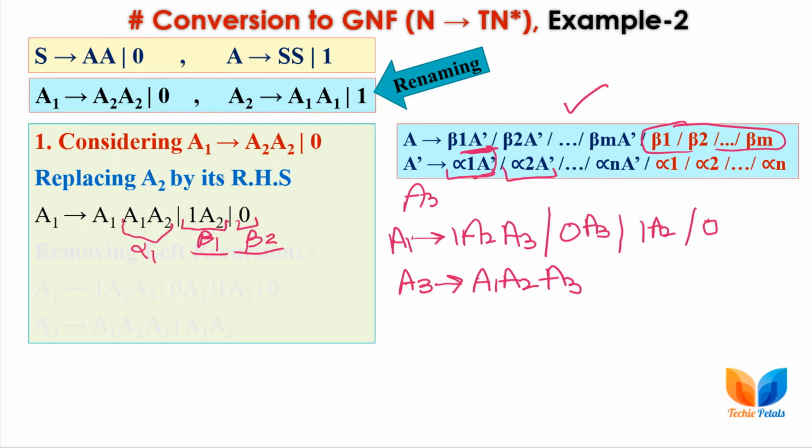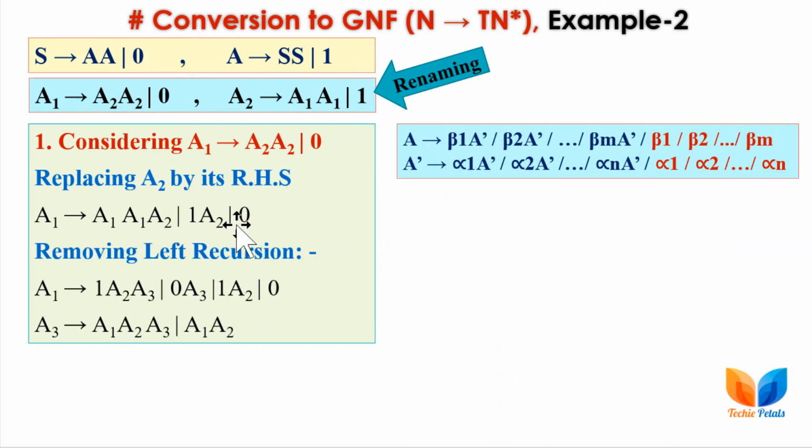As we were using A dash here, we are using A3 here, and last we have to repeat the alphas here. So alpha 1, alpha 2, but as we have only one alpha, we repeat A1 and A2. So this is the rule that we get after removing the left recursion from this grammar. Here is the clear formation of the rule: A1 is 1 A2 A3. We have just applied the left recursion rule that I had written.